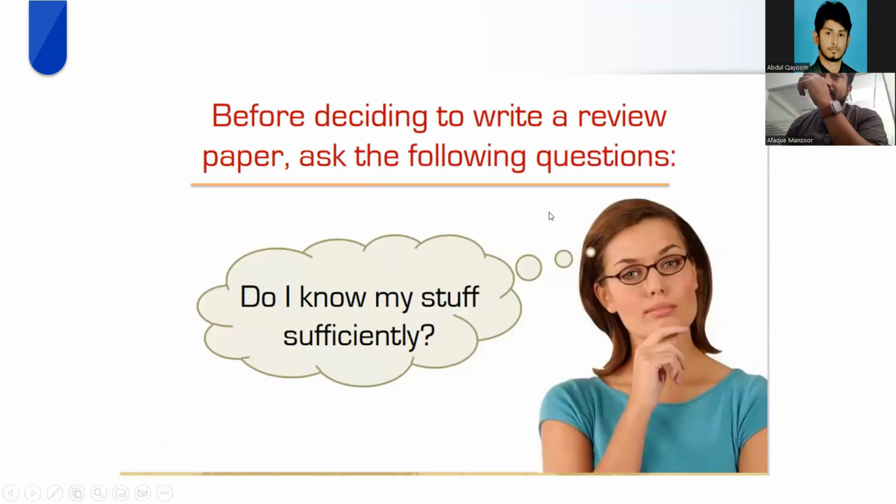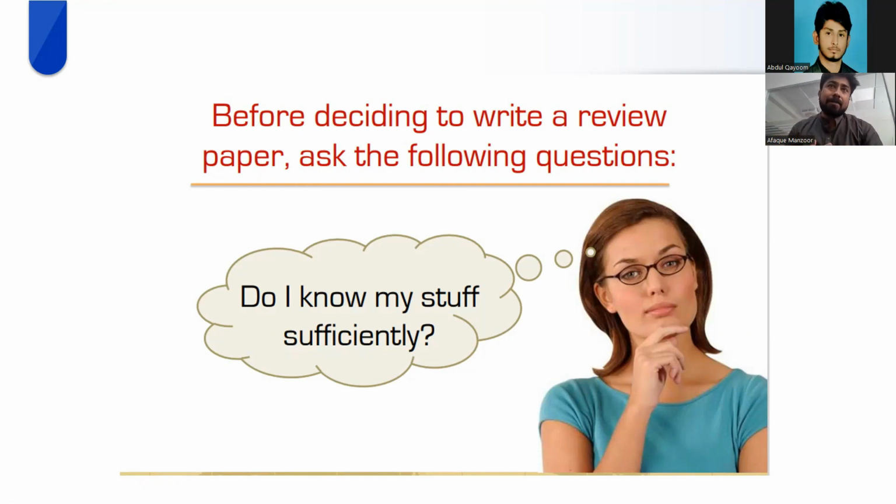So before deciding to write a review paper, ask the following question: Do I know my stuff sufficiently? देखें, इस तरह कभी नहीं हो सकता कि a student has never read a research paper and all of a sudden he or she comes to his or her supervisor कि मुझे टॉपिक बताएं जिसमें मैं एक रिव्यू आर्टिकल लिखूं। I don't think that is going to work.